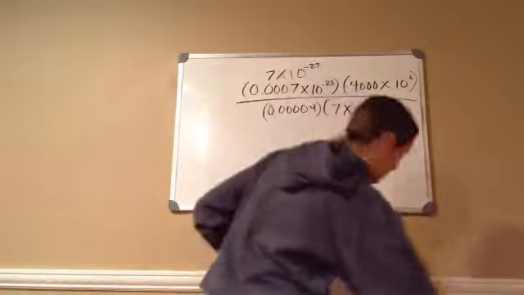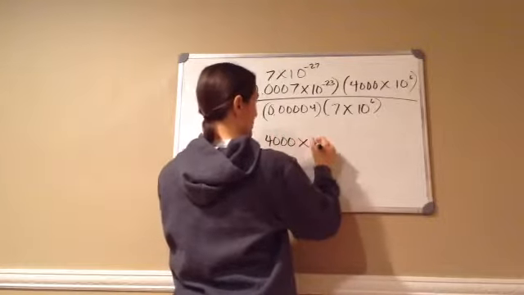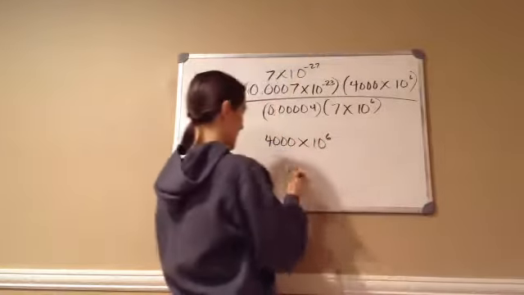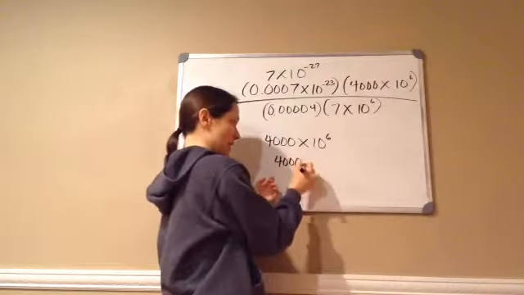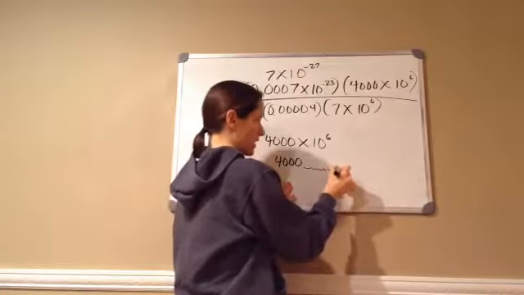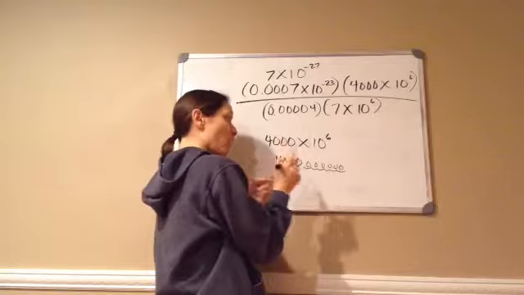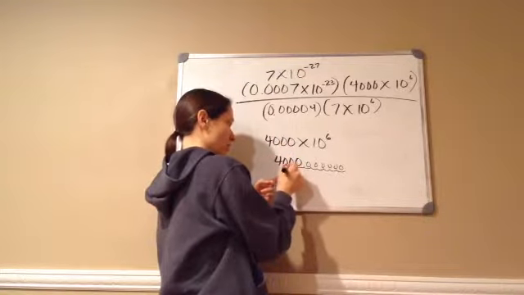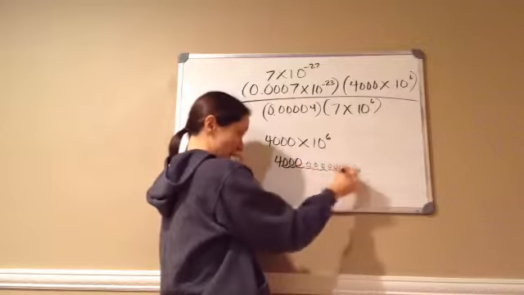This one is 4,000 times 10 to the 6th. Okay, so right now, where's the decimal, even if you can't see it? At the end. And I'm going to go 6 more. 1, 2, 3, 4, 5, 6. Fill in with zeros. Okay? But where do I want my decimal? Right there. So that's 1, 2, 3, and then 6 more.